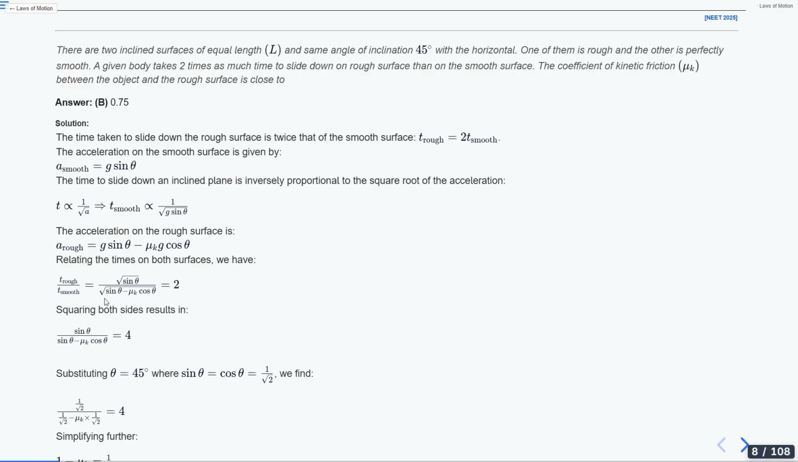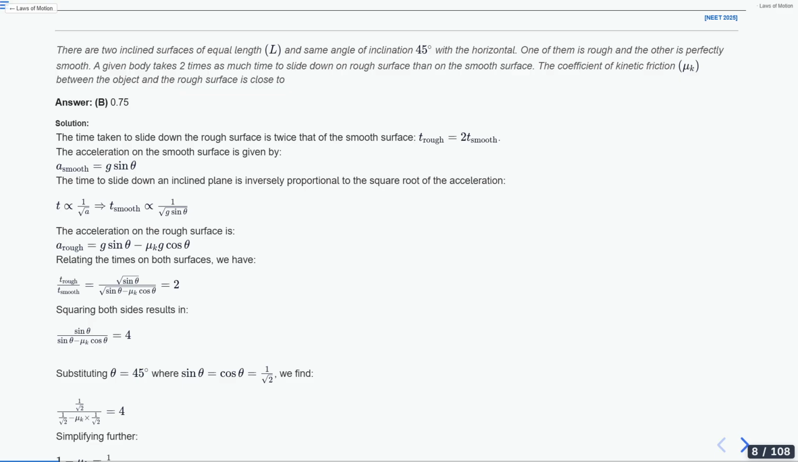For the rough surface, the time will be proportional to the inverse square root of sine theta minus mu_k cos theta, and for the smooth surface it will be inversely proportional to the square root of sine theta, and we will get the answer of 2. Look here, it is given that t rough divided by t smooth is 2. Squaring both sides, we get 4. Now we know theta as well.